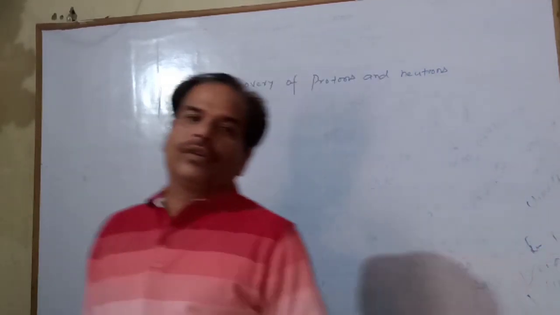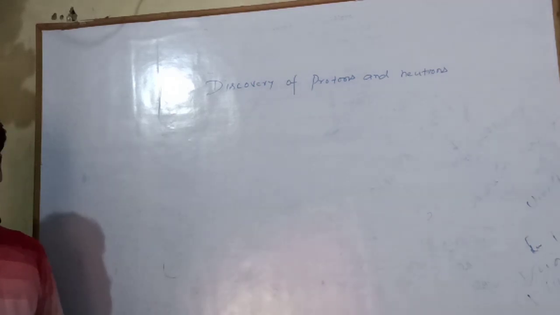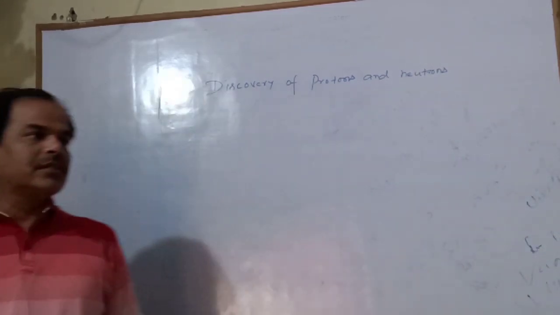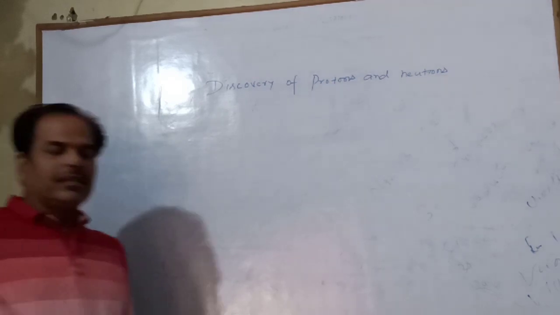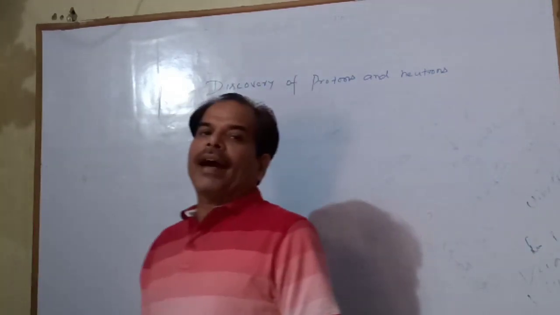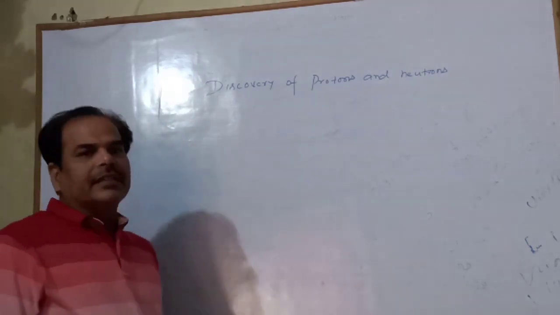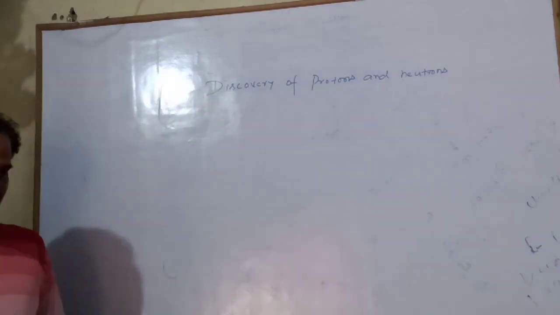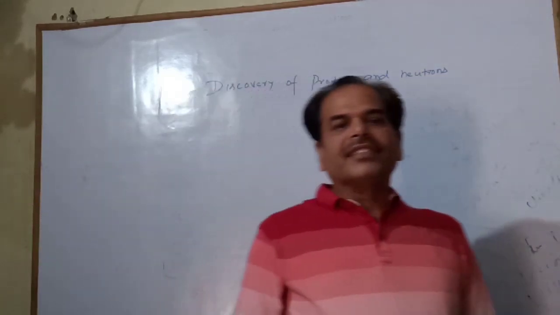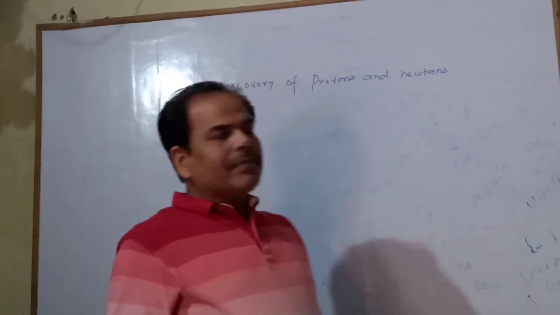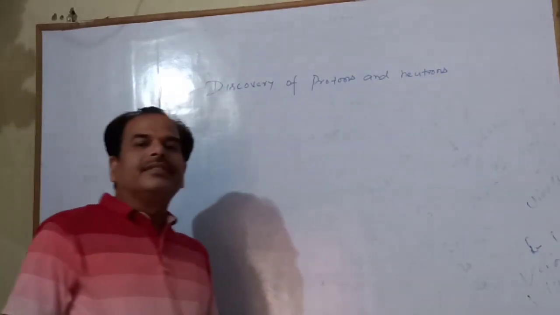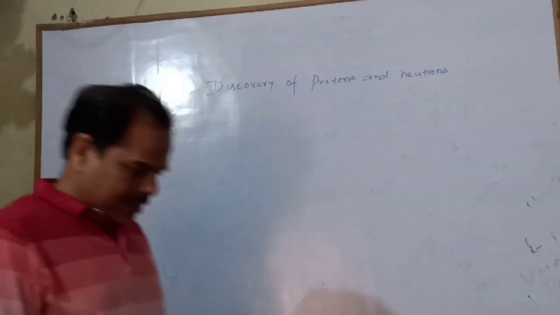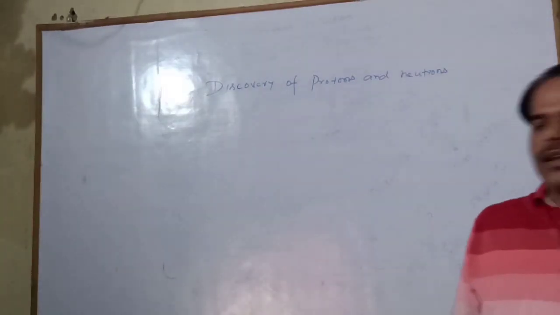I am going to teach you about the discovery of protons and neutrons. J.J. Thomson discovered the electrons present in the atom, and he verified that electrons are the fundamental subatomic particles of the atom, and they have negative charge. Since atom is neutral in nature, therefore they must have positive charge, and these charges are due to the presence of protons.